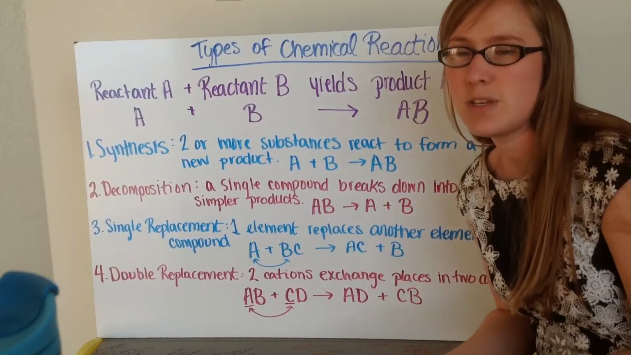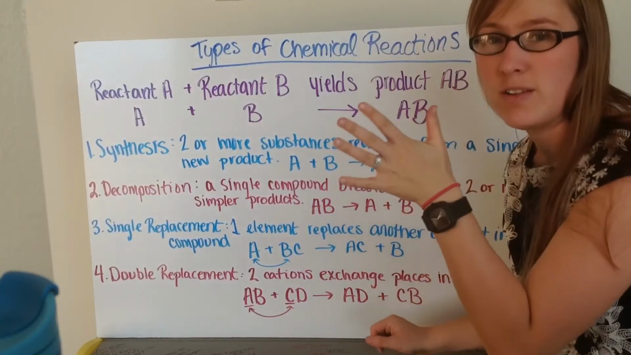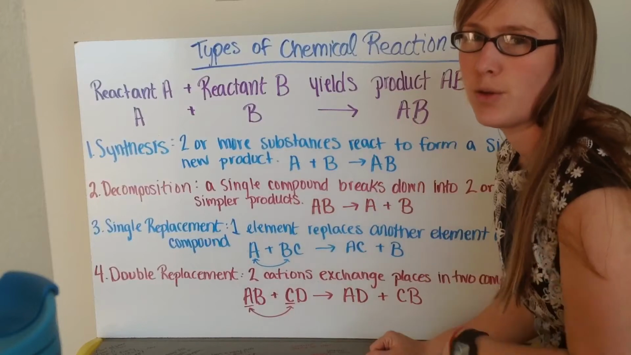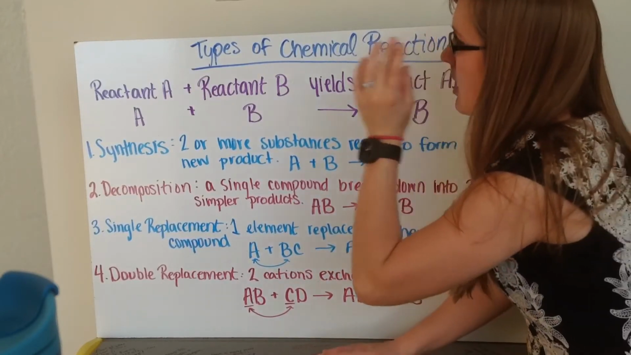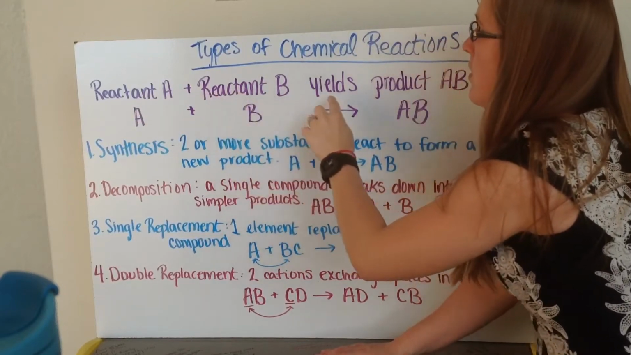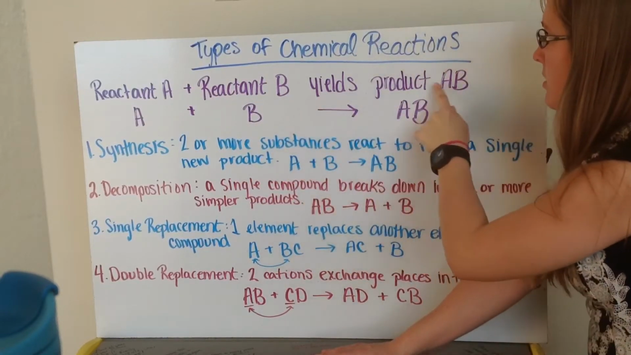This video is on types of chemical reactions. There are 5 different types of chemical reactions that we're going to learn about in this unit. All of our reactions follow the same format. I have reactants that when reacted together will yield products.